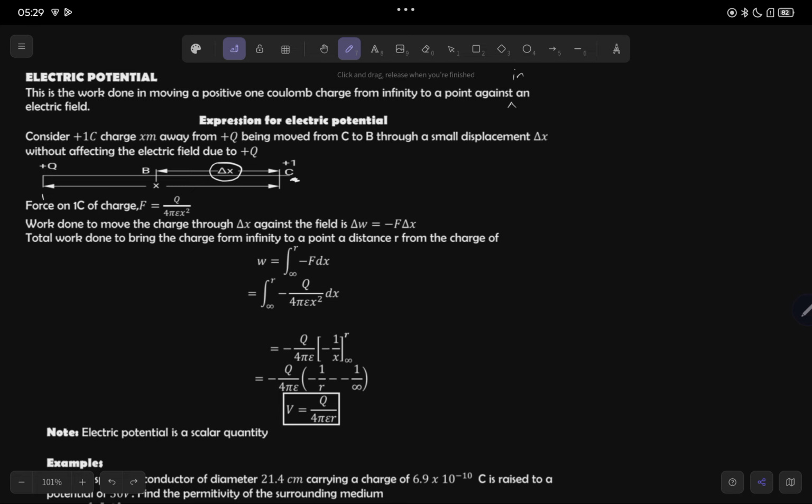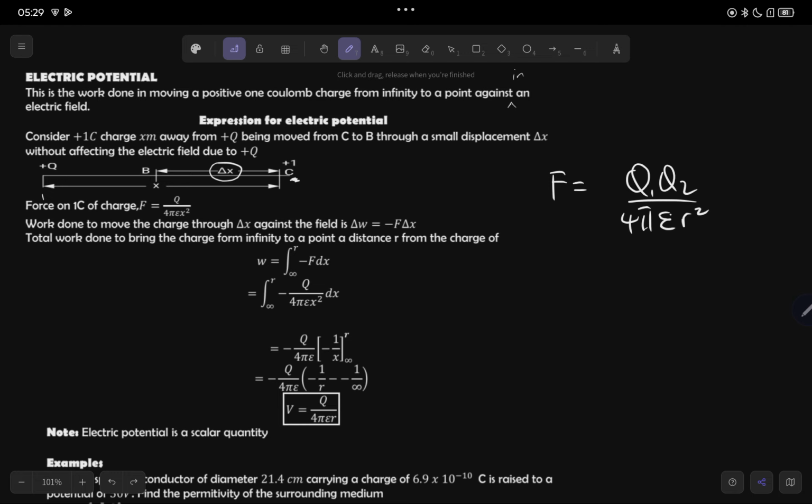Now, while at point C, the force on that positive 1 coulomb charge is given by the Coulombic force, as we saw before: F is equal to Q1 Q2 over 4 pi epsilon naught R squared. In this case I'm using air or a vacuum, but if we use any other medium, it is simply epsilon.